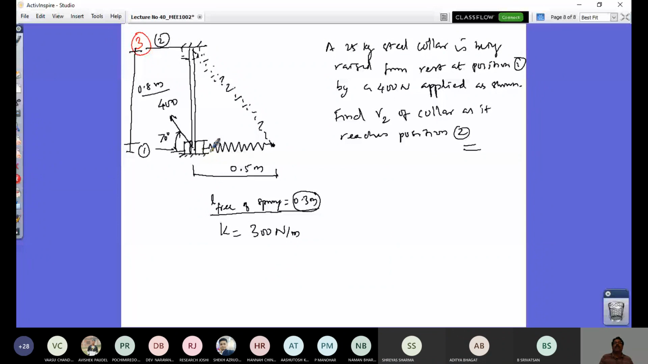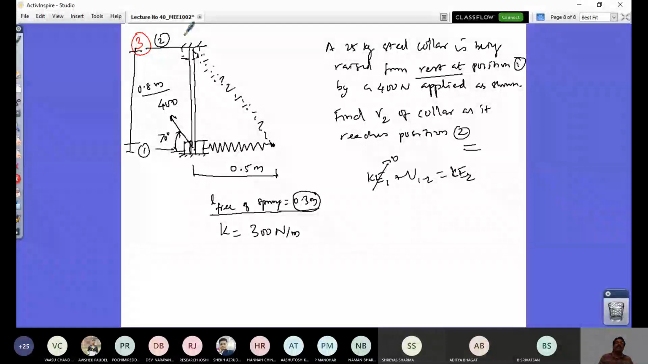So at this point, what is the kinetic energy? And from 1 to 2, what is the work done? And at point 2, what is the kinetic energy? As it is said, it starts from rest condition. So KE1 plus work done from 1 to 2 is equal to KE2. This is 0 now. So work done from 1 to 2 I have to find.